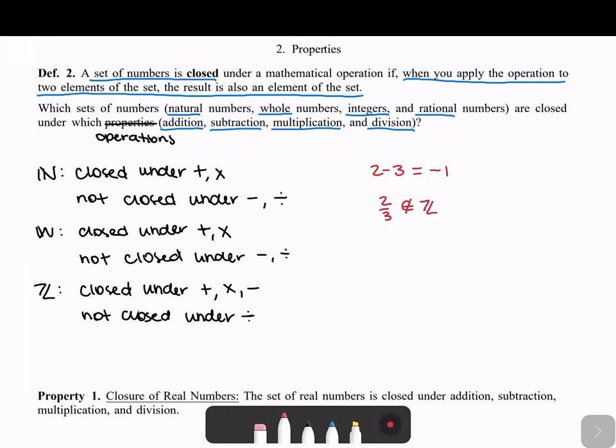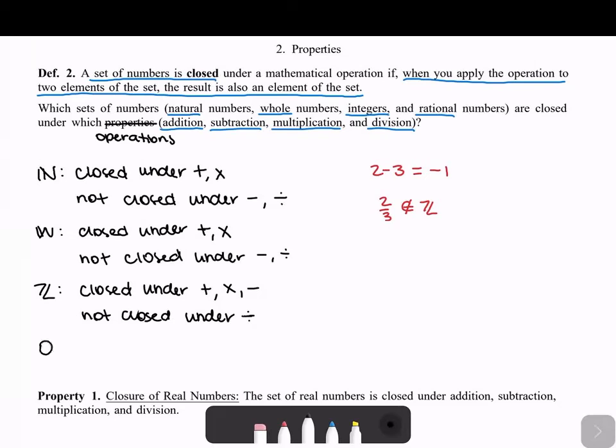It's a rational number, but we can divide these two things and they're both natural numbers, whole numbers, and integers. So this is not closed under division because 2/3, these fractions are not integers. So this is actually a counterexample for all three of these, the natural numbers, the whole numbers, and the integers.